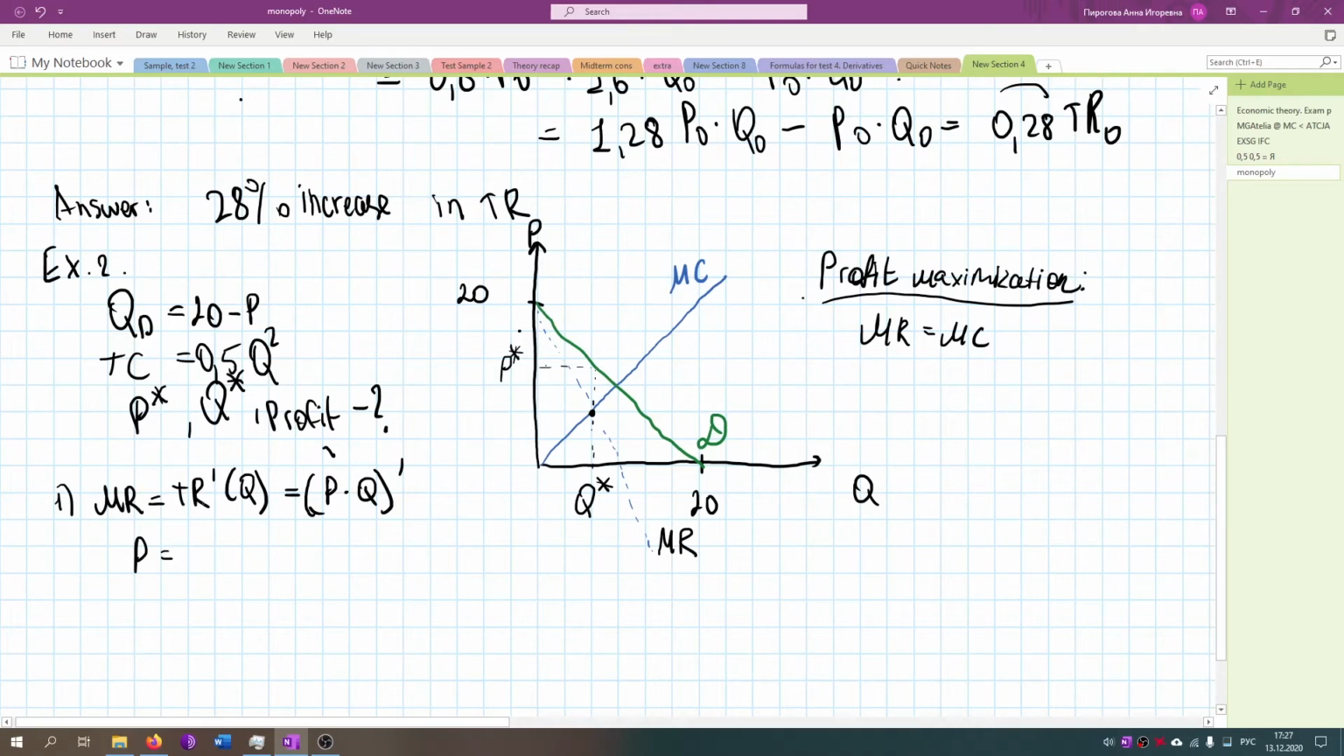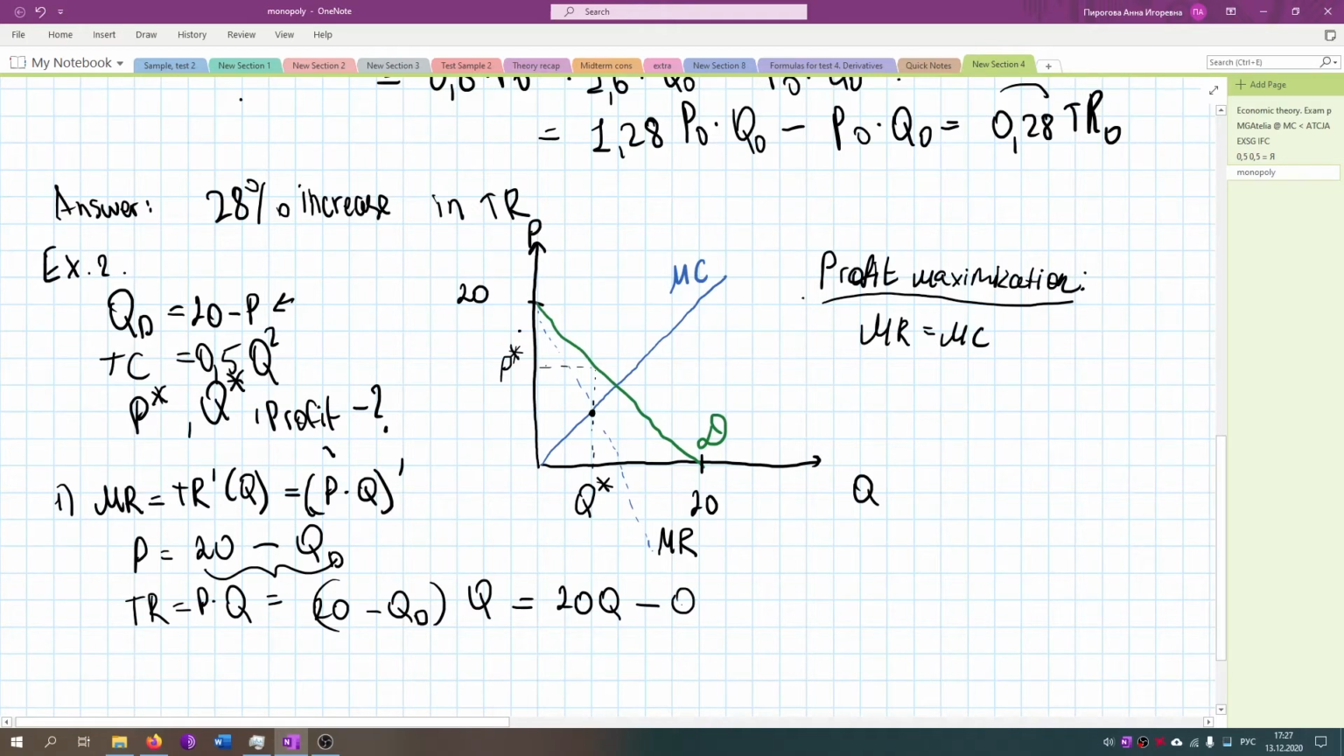Marginal revenue is the derivative of total revenue, the derivative of P multiplied by Q. In our case, P is equal to 20 minus quantity demanded. It is from this function. And total revenue is P multiplied by Q. So we take our P and multiply it by Q, and we get 20q minus q squared.